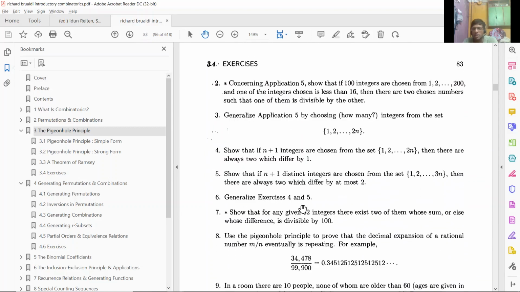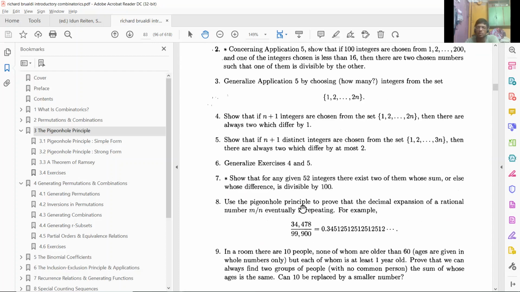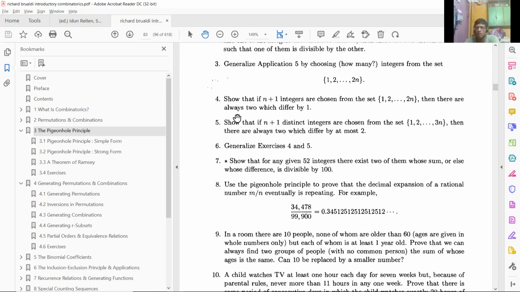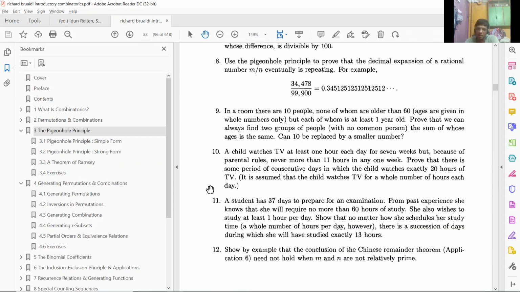I'm not giving you the first 3 because you have to read the applications, then go back and read. You should read the chapter if you have time, but my first priority is that you do these problems. Obviously you see 4 and 5 are simple, you can try. 7 is good enough, you can try. 8 we have already discussed, but you can try. 9 is good, you can try. 10 is good, you can try.